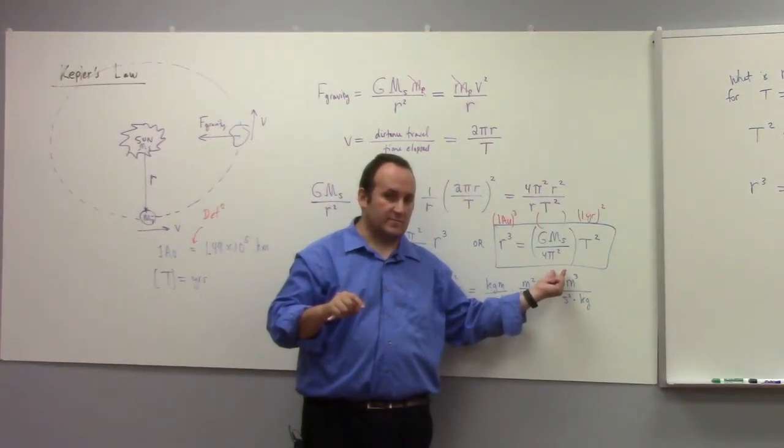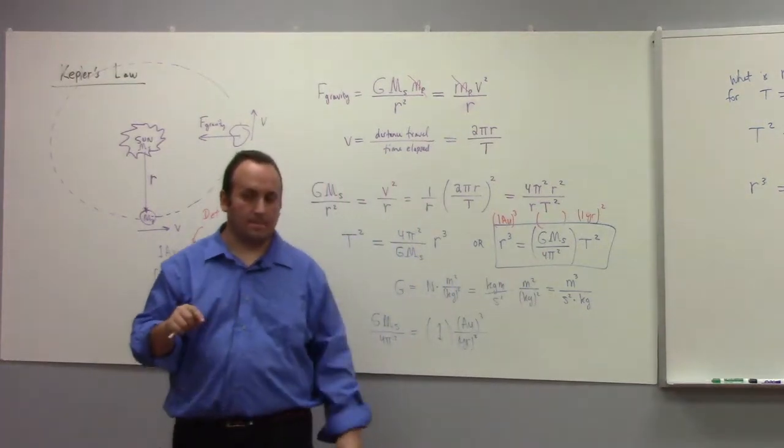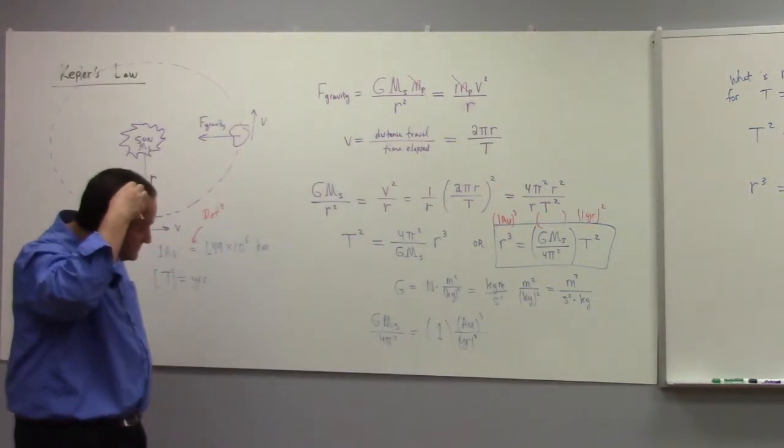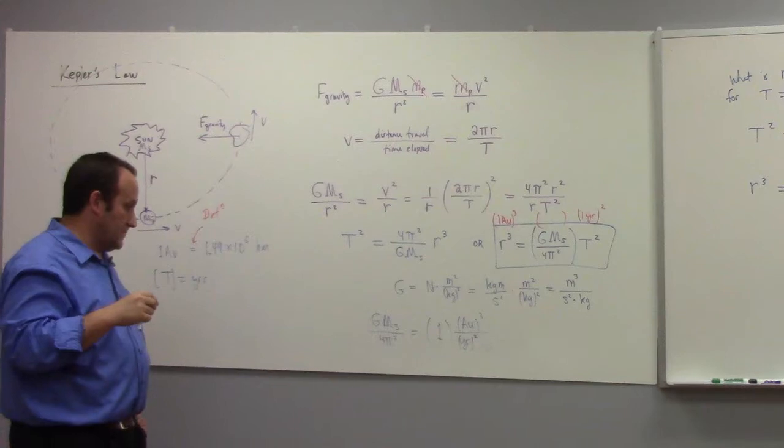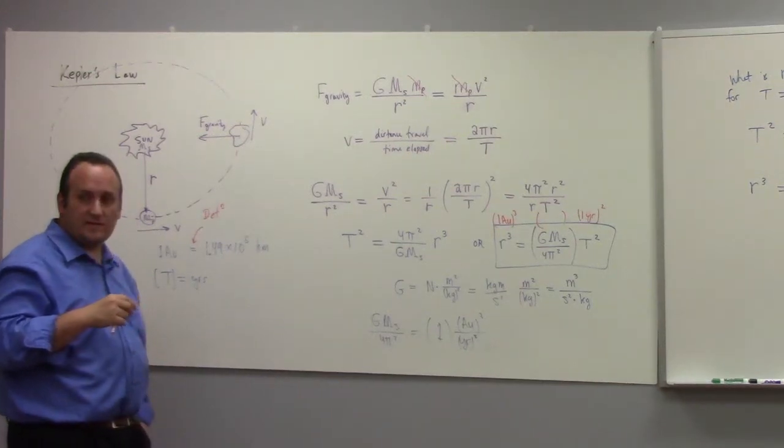Does that make sense? So is the AU supposed to be the distance that the Earth orbits the Sun? Is that what an AU is? Yes, the distance that the Earth orbits the Sun.